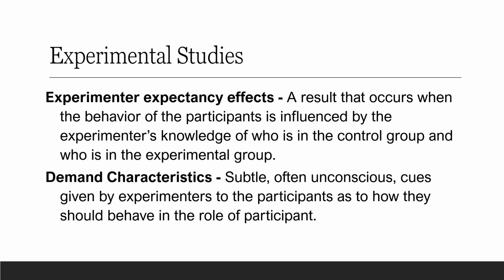Here are some other things that may impact your experiment results. Some experimenters are guilty of this phenomenon called experimenter expectancy effects. An expectancy effect is a result that occurs when the behavior of the participants is influenced by the experimenter's knowledge of who is in the control group and who is in the experimental group.